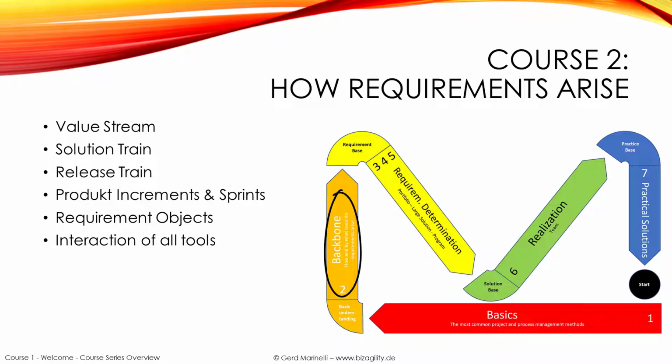In the second course, we look together at how requirements are created and learn about the tools that form the backbone of an Agile project. These include the value stream, the solution train, the release train, product increments and sprints, as well as the requirement objects, and the interaction of all tools.